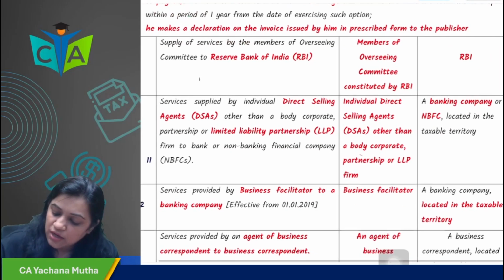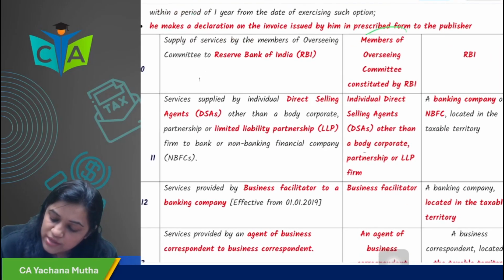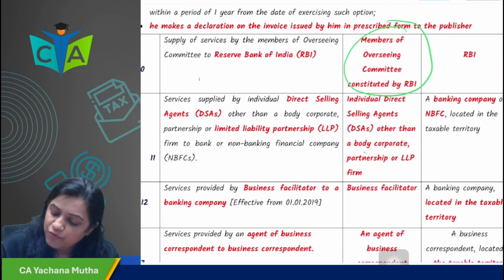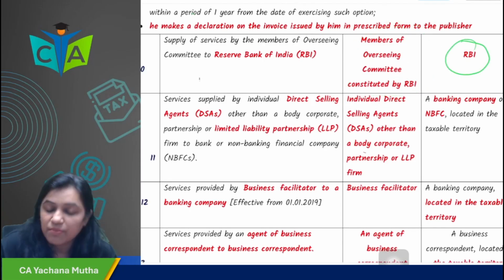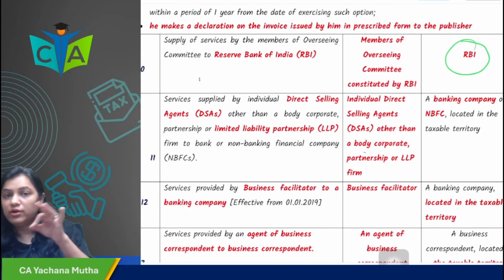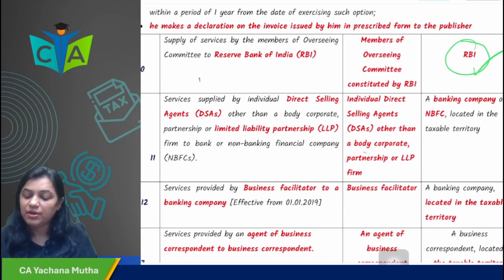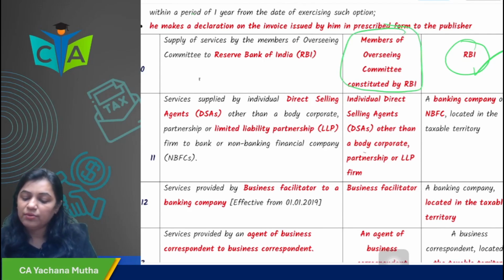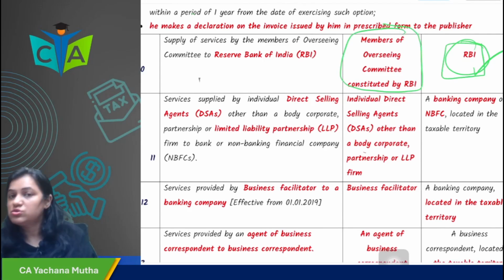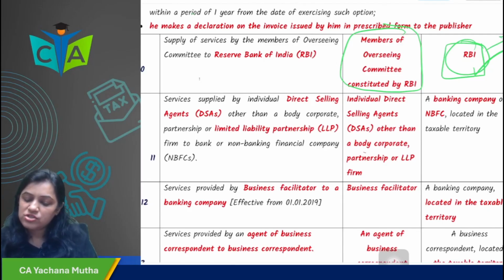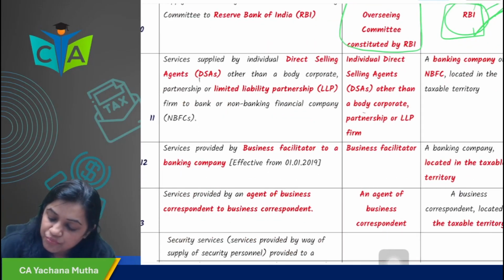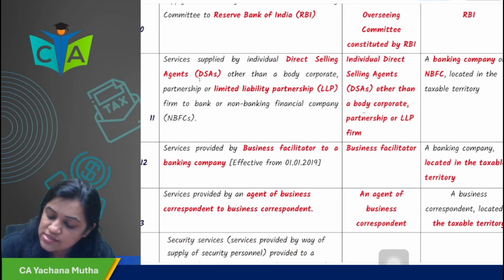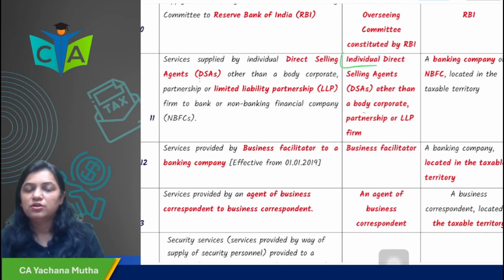Now, next, if you are a member of an overseeing committee constituted by RBI and you are providing services to RBI, who will discharge the tax liability in this case? RBI. You are a member of an overseeing committee constituted by RBI and you are providing services to RBI, so RBI will discharge the tax liability. Very simple.